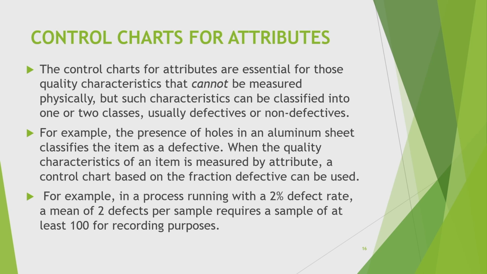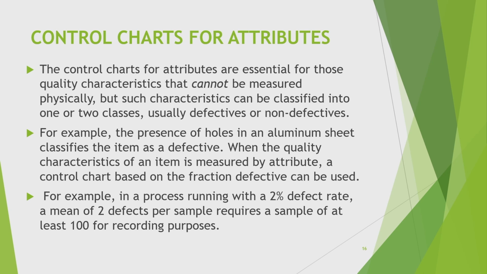Similarly, we can have control charts for attributes. Control charts for attributes are essential for those quality characteristics that cannot be measured physically, but such characteristics can be classified into one of two classes, usually defective or non-defective. For example, the presence of holes in an aluminum sheet classifies the item as defective. So we say, okay, hole is present or not present.